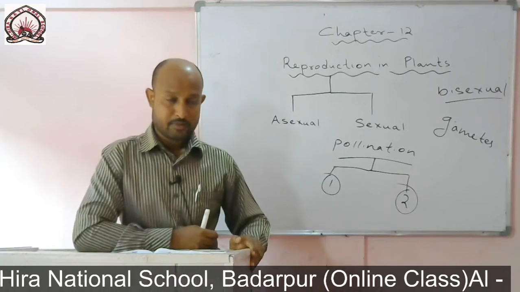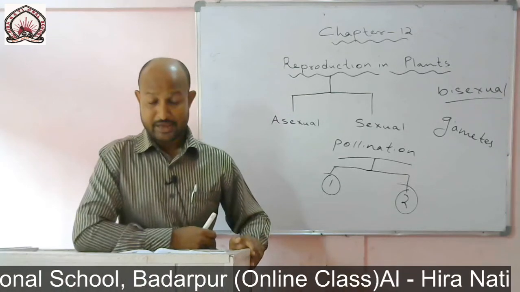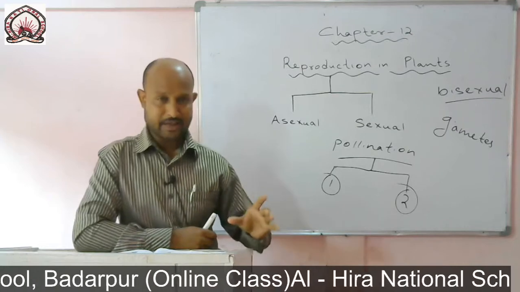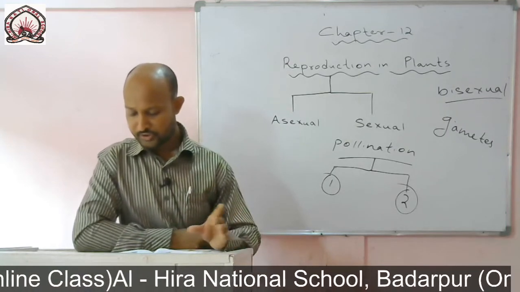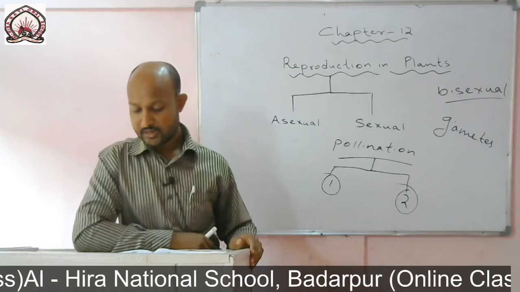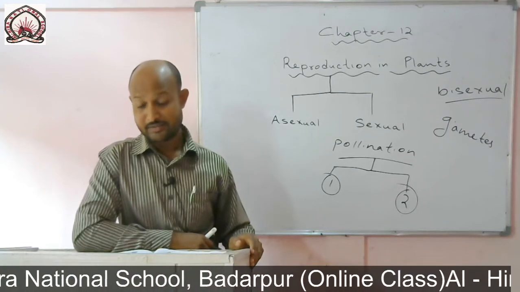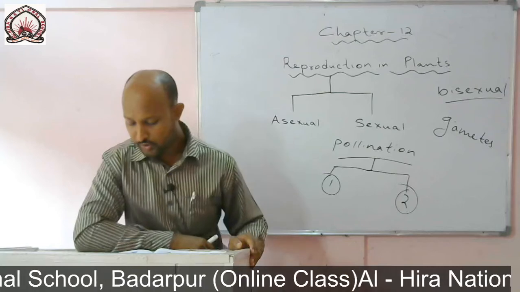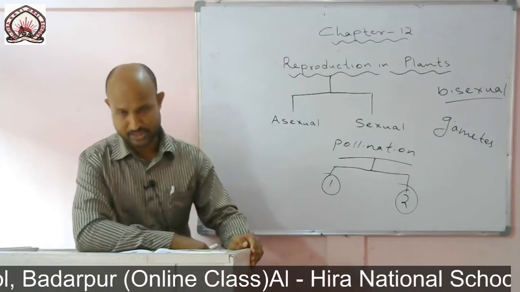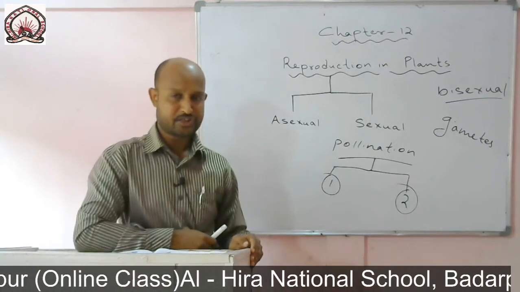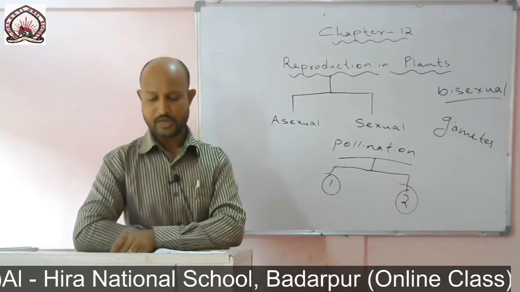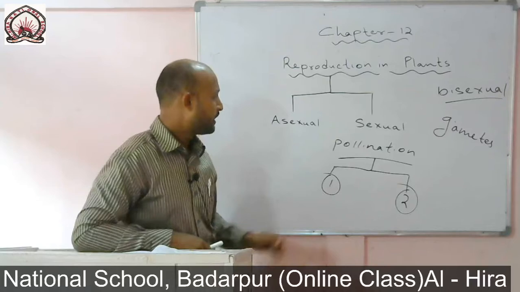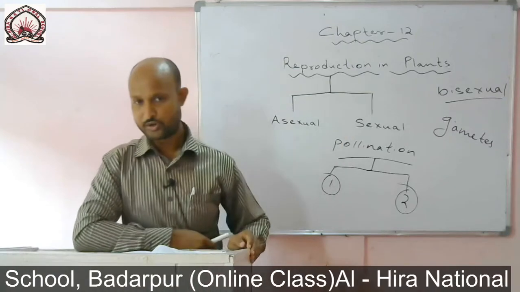After it reaches the female egg or the female cell, what happens? The male and the female undergo fusion, and after undergoing fusion, the ovary develops into a fruit, and the ovule develops into a seed. In this way, fertilization occurs in the case of flowers. Okay, my dear students, hope you have understood regarding the topic sexual reproduction.